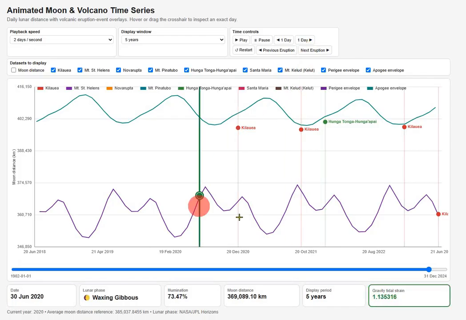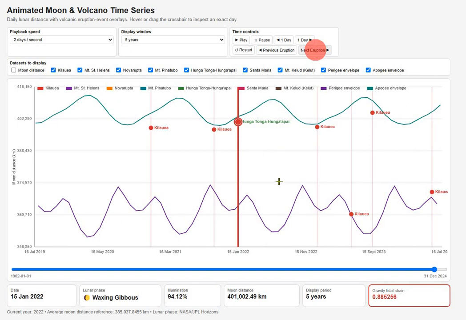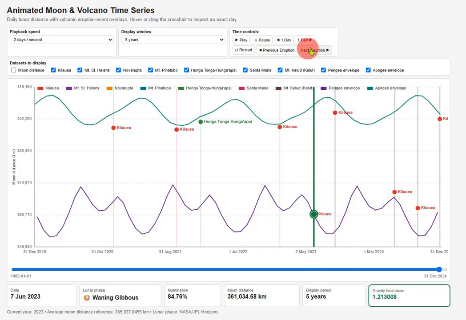So this eruption is not quite apogee, but it's in this constricted section as we're coming out of it, near apogee. Hunga Tonga was near apogee, once again in this lower section. The next eruption was right near apogee in this compressed section. The next eruption was almost right at perigee, near apogee.